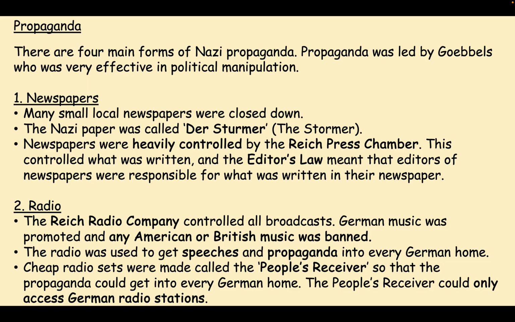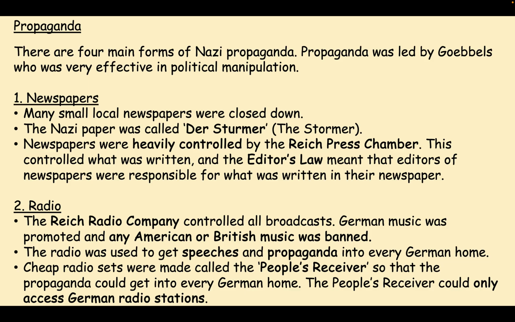And up to 80% of German people did have a radio in their home by the mid-1930s. So this meant that the Nazis could send their propaganda directly into every single German home. The People's Receiver was also very cleverly built so that it could only access German radio stations. So people who are using the People's Receiver are not able to pick up any British or American radio stations. They're only able to pick up German radio stations, which are controlled by the Nazis.